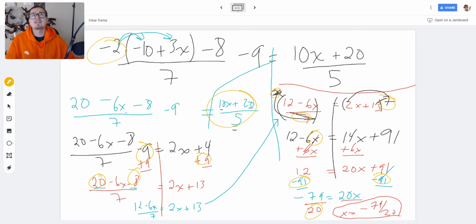This is what I love about equations. I could literally give you guys the most stupid, obnoxious equations ever. And if you follow the steps, you're going to get it right every time.